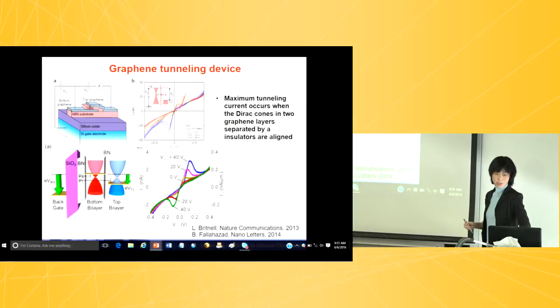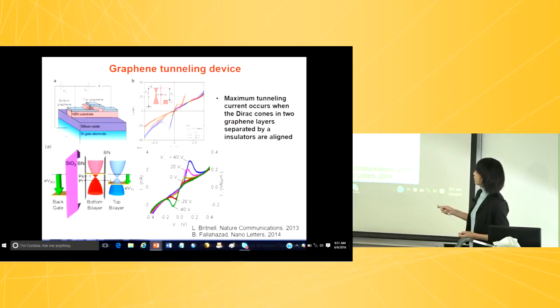Another type of tunneling diode based on 2D materials is the RTD. If we put two graphene layers separated by boron nitride, when the dirac cones of these two materials align to each other, you will have resonant tunneling and NDR. So all these tunneling devices can potentially be used for terahertz emission and terahertz detection, or multi-valued logic and memory circuits.